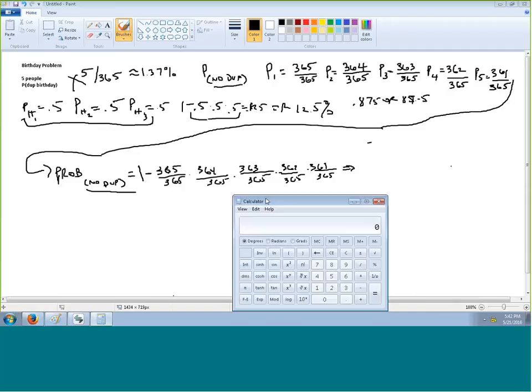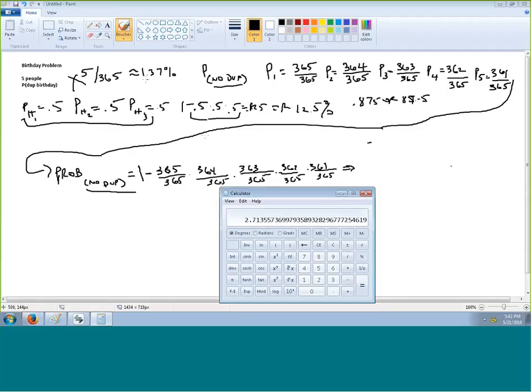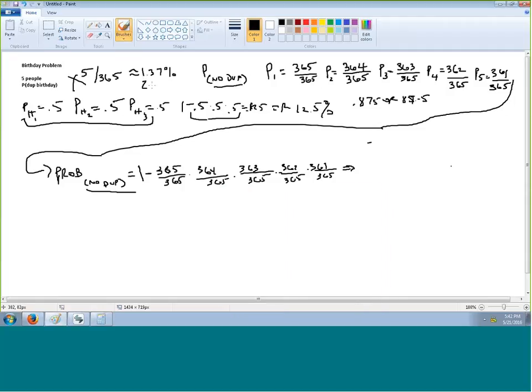We are going to say 1 minus 365 over 365 times 364 over 365 times 363 over 365 times 362 over 365 times 361 over 365. This is our 5th guy. That gives 2.71%. So look at this. We had kind of guessed that, if we were to do it intuitively, 1.37, and we're actually about twice that amount.